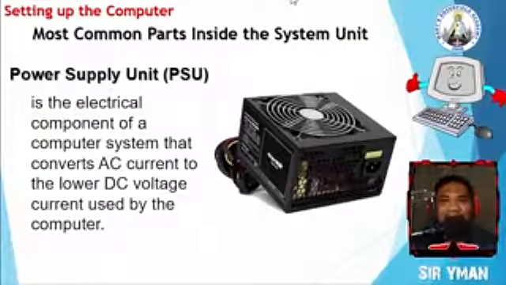Since yun lang ang kailangan niyang mga voltahe or kuryente, ang power supply unit ang siyang magko-convert nito. From 240, okay, 240 kasi yung papasok dito sa power supply. Ngayon, pagpasok ni 240 sa power supply unit, paliliitin niya to, gagawin niyang 5 volts at saka 12 volts DC lang. Yan. So yan ang trabaho ni power supply unit.